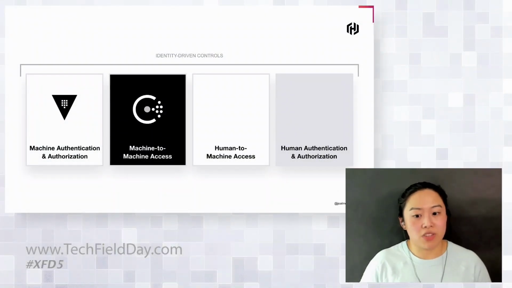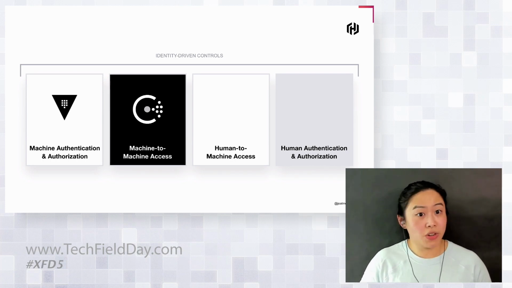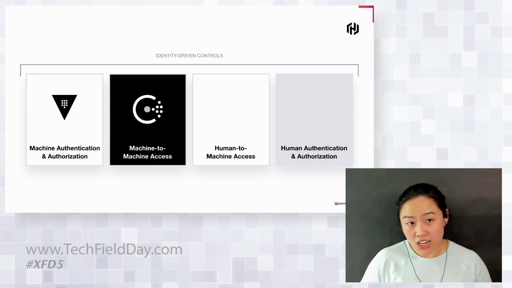So now we're going to talk about machine-to-machine access. In the previous section, we talked about Vault doing machine authentication and authorization. We're now going to actually talk a little bit about machine-to-machine access. And this one's a tricky one. So I'm Rosemary Wong. I'm a developer advocate for HashiCorp.